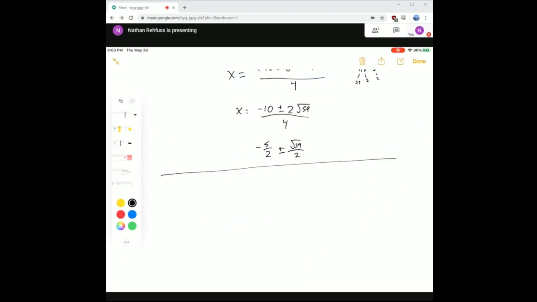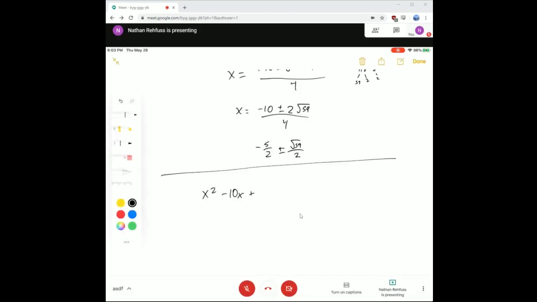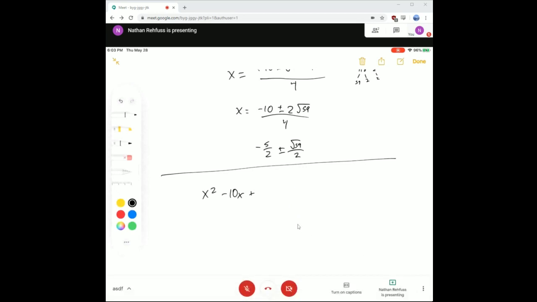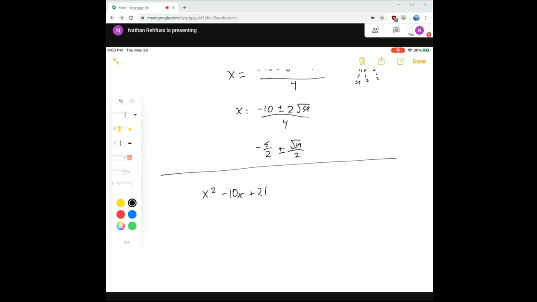Suppose I had x squared minus 10x. Uh-oh. Okay, we're back. My screen just went black and I don't know why. Suppose I had x squared minus 10x plus 21 equals 0.